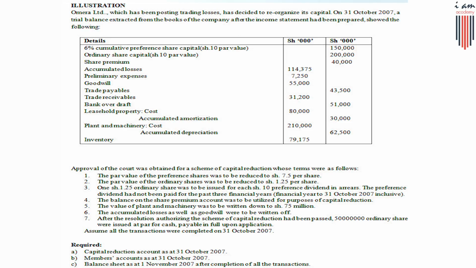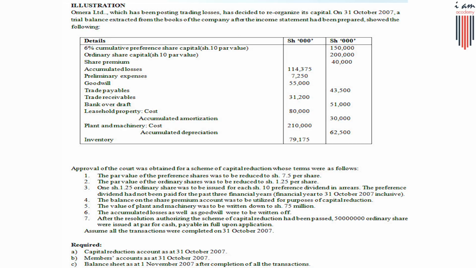4, the balance on the share premium account was to be utilized for the purpose of capital reduction. 5, the value of plant and machinery was to be written down to 75 million shillings. 6, the accumulated losses as well as goodwill were to be written off. 7, after the resolution authorizing the scheme of capital reduction had been passed, 50 million ordinary shares were issued at par for cash, payable in full upon application. Assume all the transactions were completed on 31st October 2007.